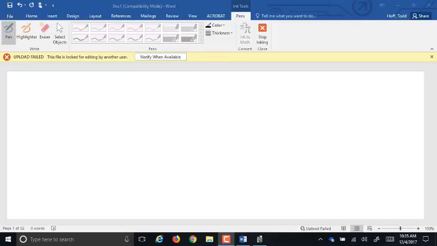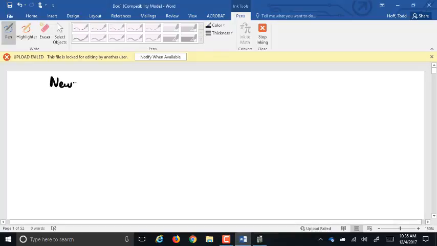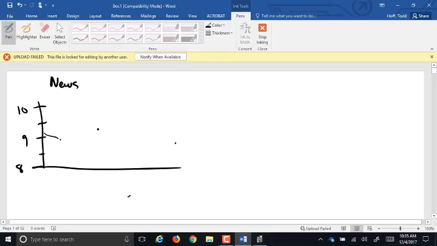Now, the news outlet used one that went from 8% up to 10%. The largest value was about 9.2, and the lowest value, I believe, was 8.6. And it fluctuated up and down from there.